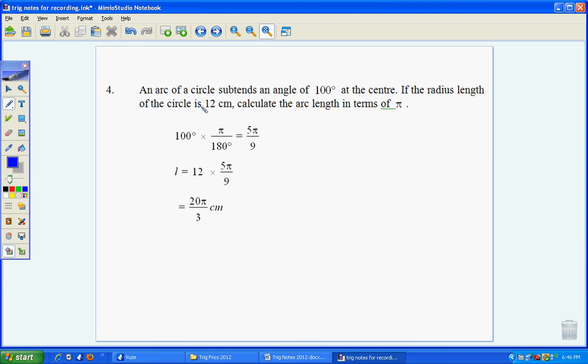In question 4, again we've got an angle of 100 at the centre, and the radius length is 12. Calculate the arc length in terms of pi. So again, this time we're just going to make sure we leave it in terms of 5 pi on 9, not in terms of an irrational number. And our arc length, times our angle, 5/9 of 12 gives us 20/3. Leave it in terms of pi, and we've got our answer to our question.